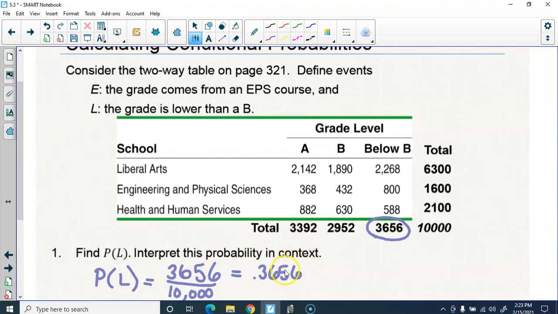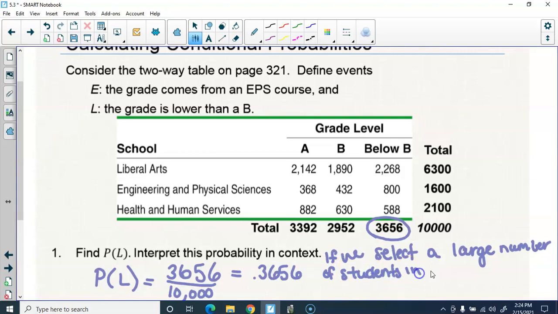Interpret this probability in context. So remember, we don't say that there's a 36% chance that someone has a grade lower than a B. We say if we select a large number of students in this university, we expect 36.56% of them to earn lower than a B.